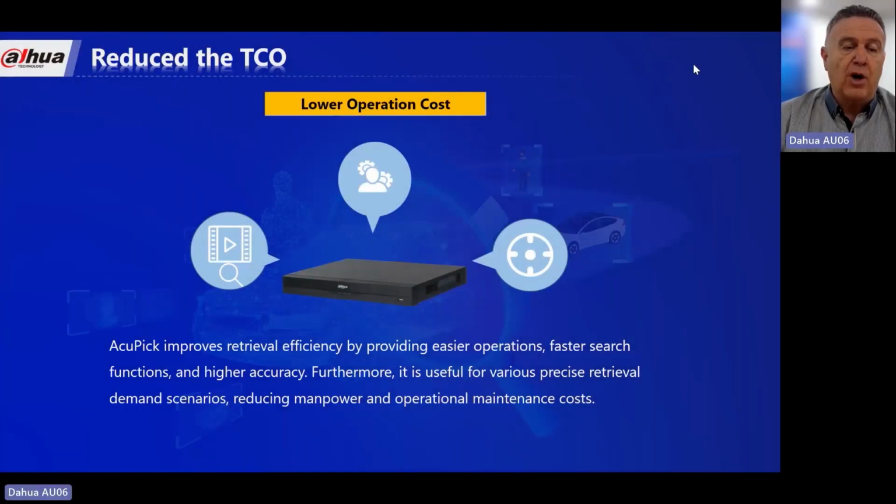Lower operating costs. AcuPick improves retrieval efficiency by providing easier operation, a faster search function, and higher accuracy. Furthermore, it is useful for various precise retrieval demand scenarios, reducing manpower and operational maintenance costs.